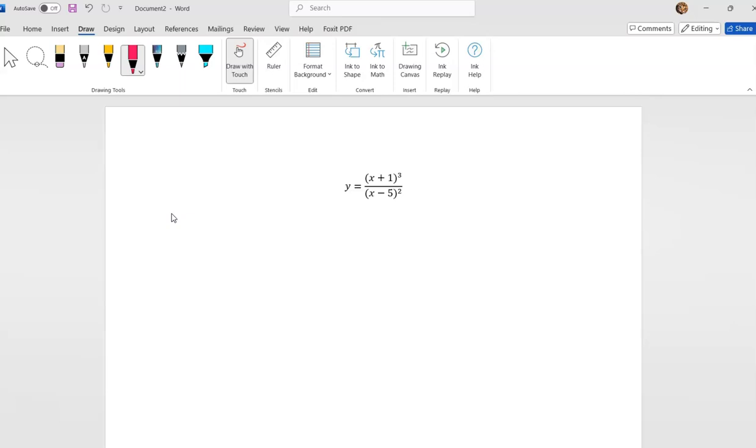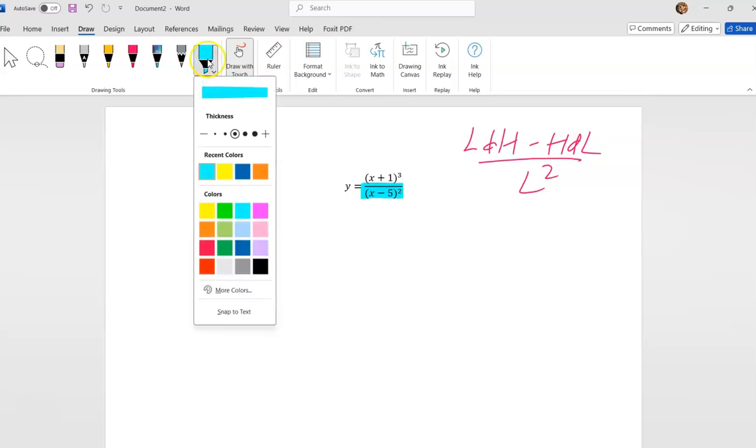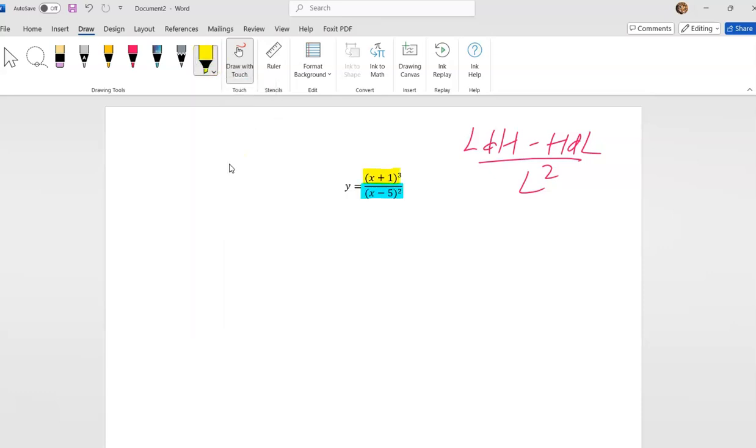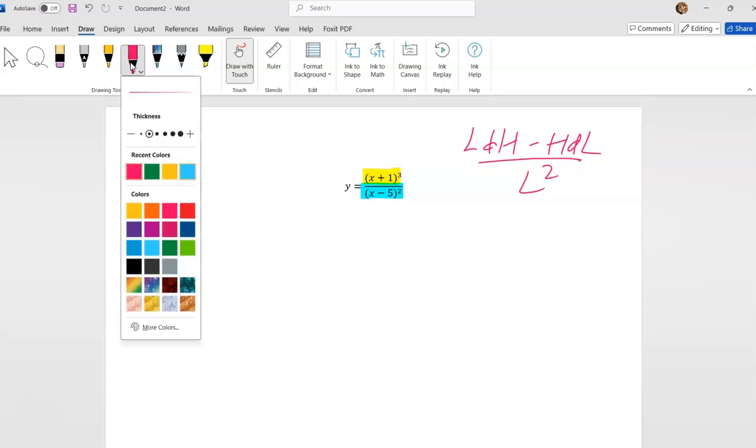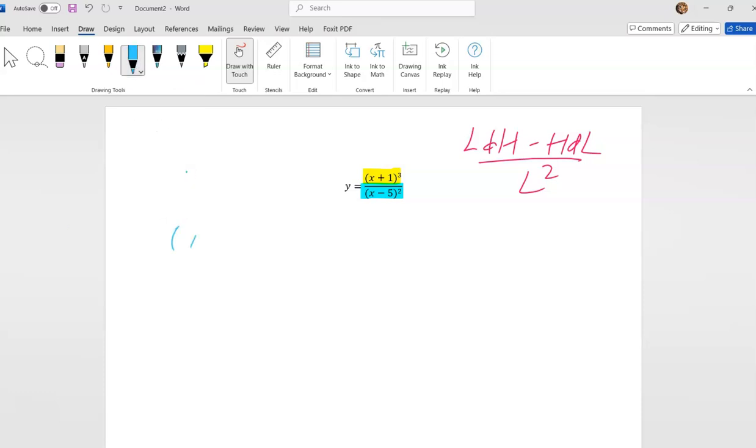So the quotient rule is low d high minus high d low over low squared. And there's a bunch of different mnemonics. This is the one I know. So you can see here I've got my low and I've got my high. So let's start. So I've got low, x minus 5, and then d high.